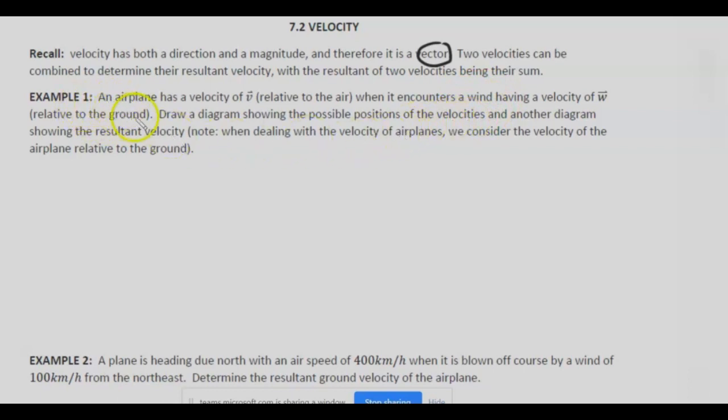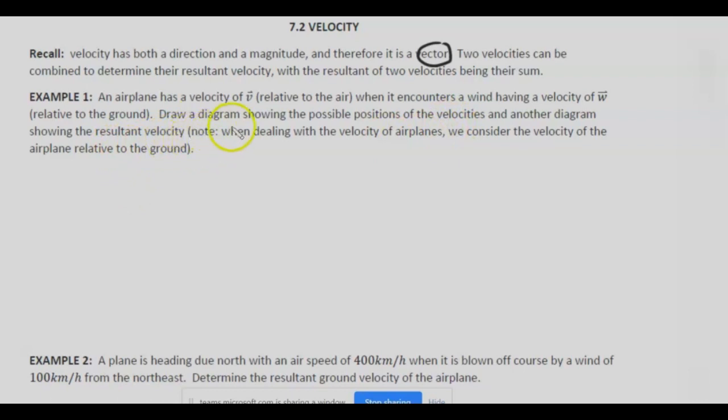Okay, so example 1. An airplane has a velocity of vector v relative to the air when it encounters a wind having a velocity of vector w relative to the ground. Draw a diagram showing the possible positions of the velocities and another diagram showing the resultant velocity.